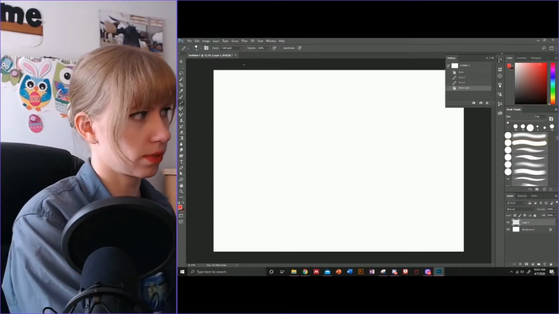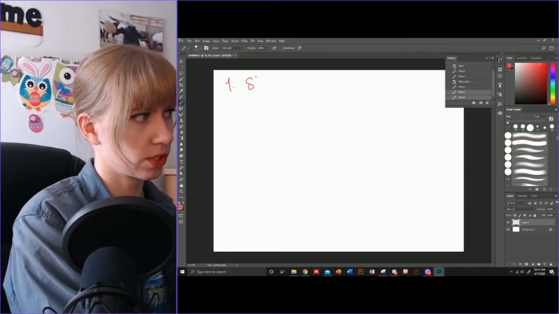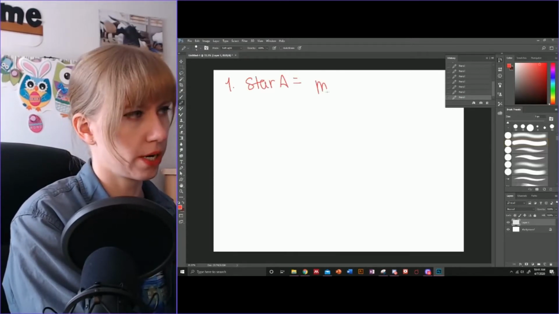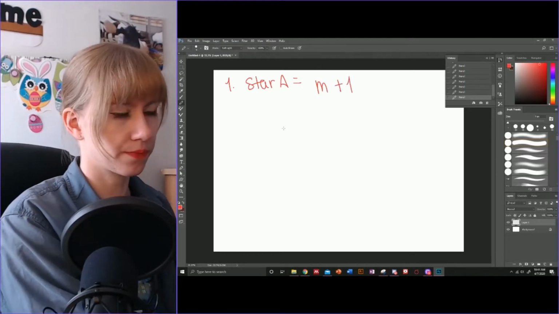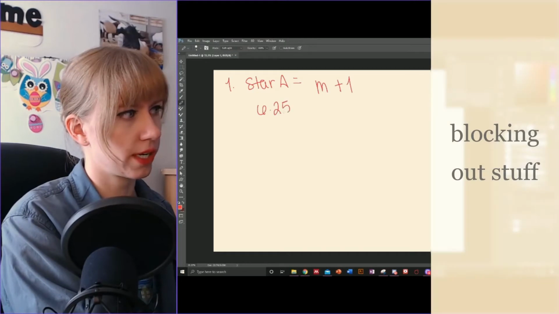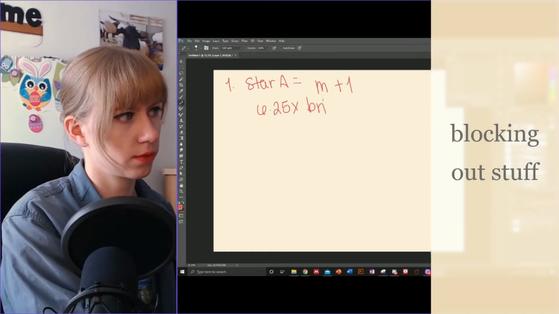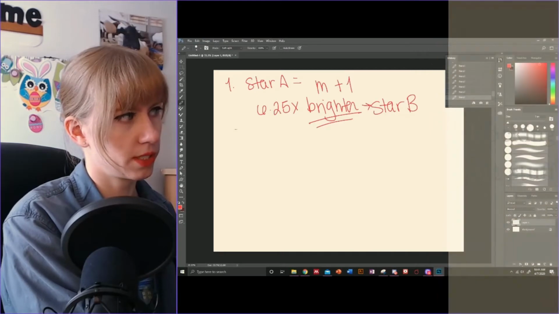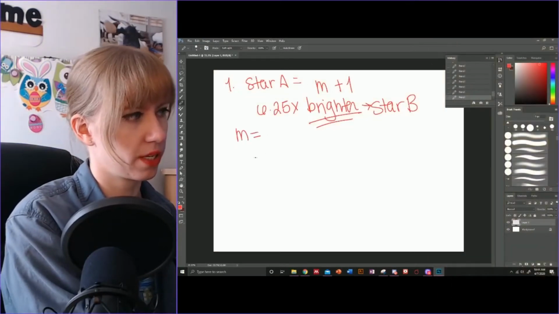So let's start with this one, number 1. We have star A. We have apparent magnitude is plus 1. And it is 6.25 times brighter than star B. Okay, so we need to figure out the apparent magnitude of B.